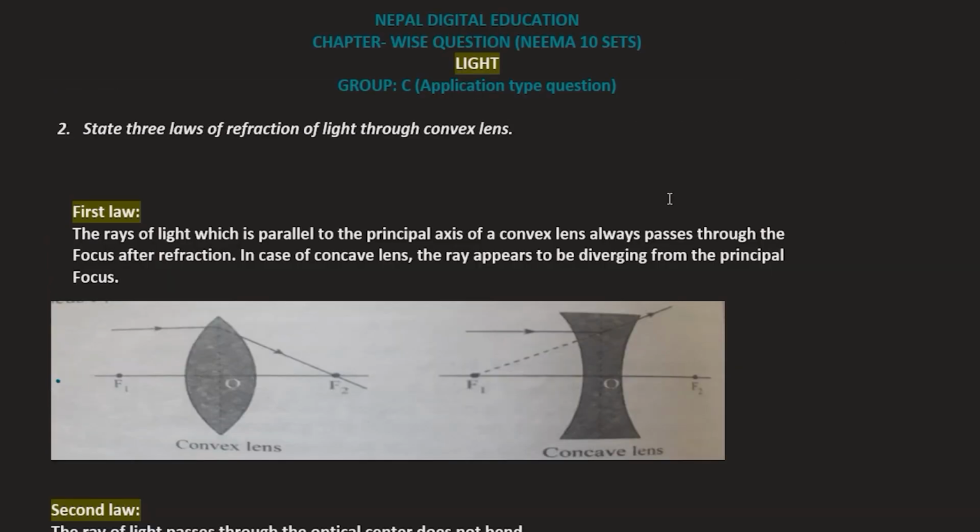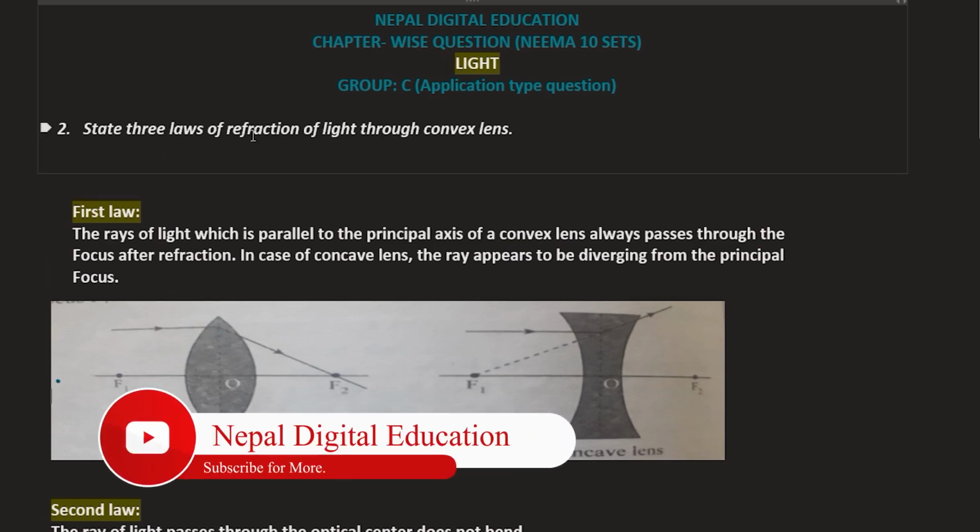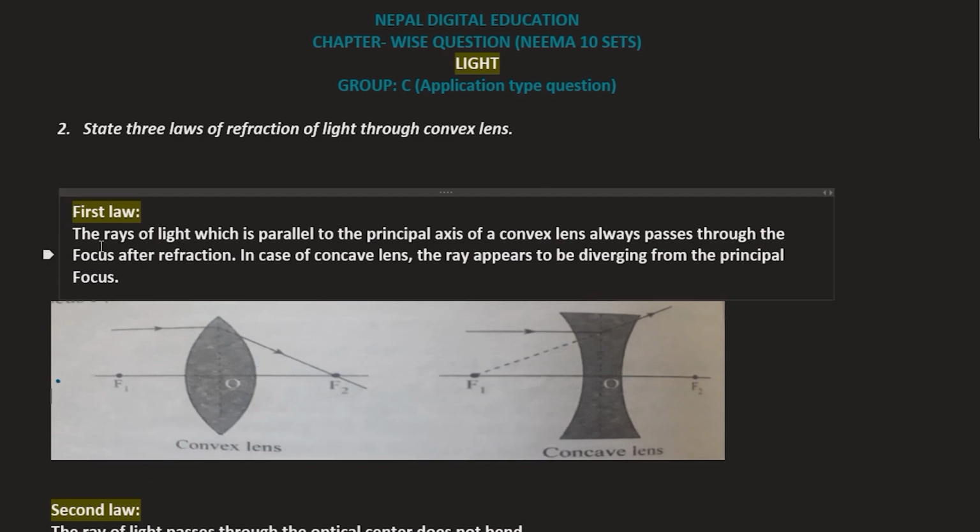So let us look at the second problem. State three laws of refraction of light through convex lens. So this is our first law. The first law states that the ray of light which is parallel to the principal axis of a convex lens always passes through the focus after refraction. So in figure first we have a convex lens, which means when this ray of light is parallel to the principal axis, then it passes through the focus after refraction.